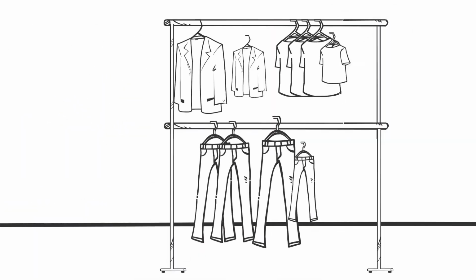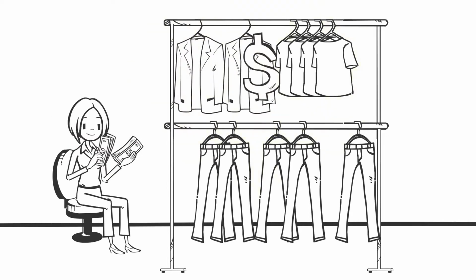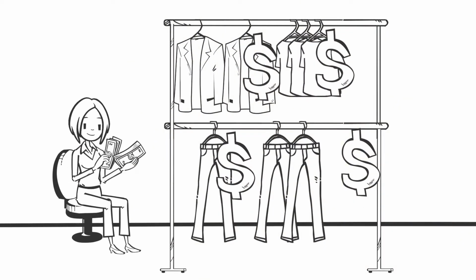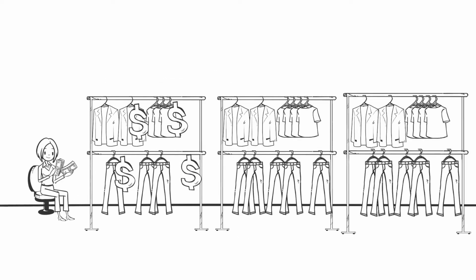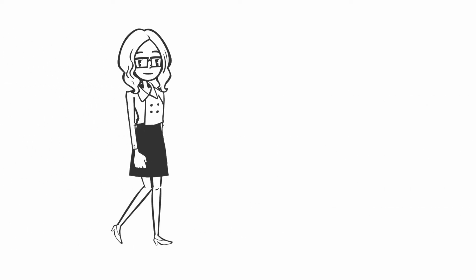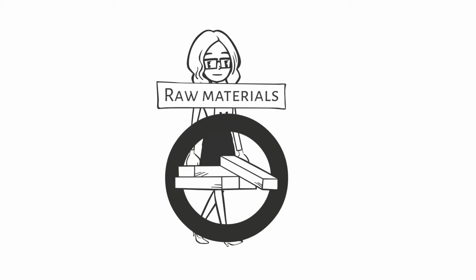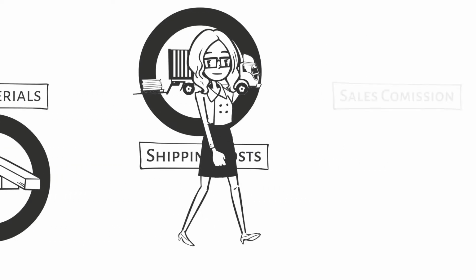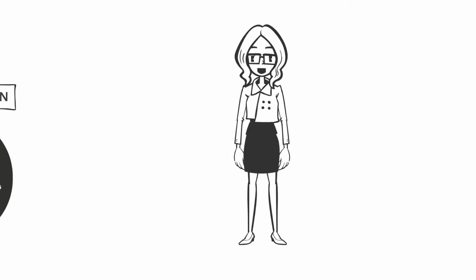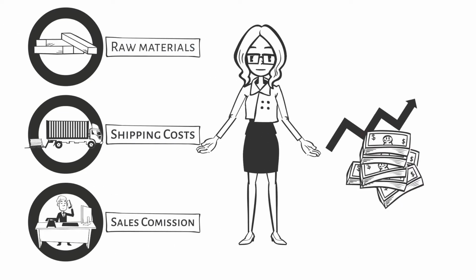A variable cost is something that a firm incurs each time they sell a product. It is called variable because the total amount of variable cost changes as the number of products sold changes. Examples of variable costs include raw materials, shipping costs, and salesperson commissions. These costs change or vary as the number of products sold changes.